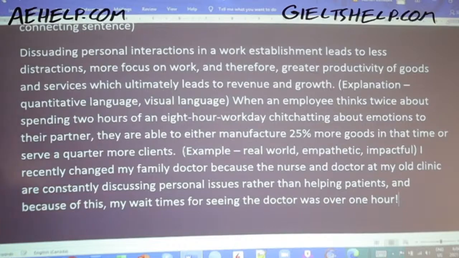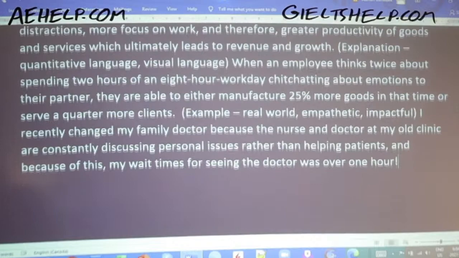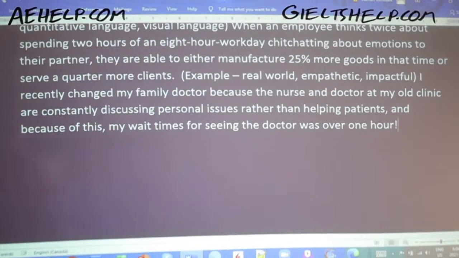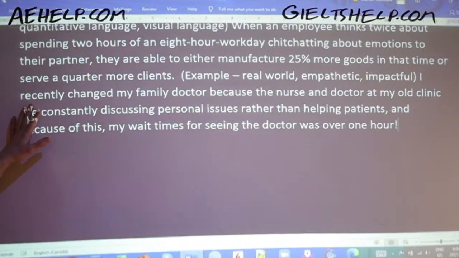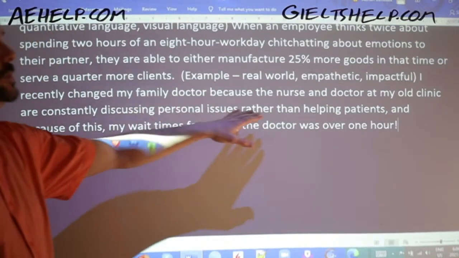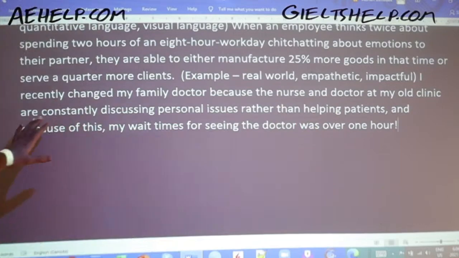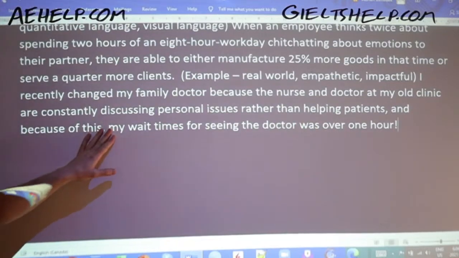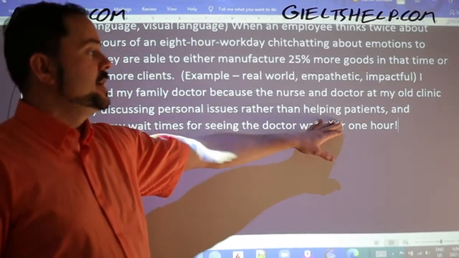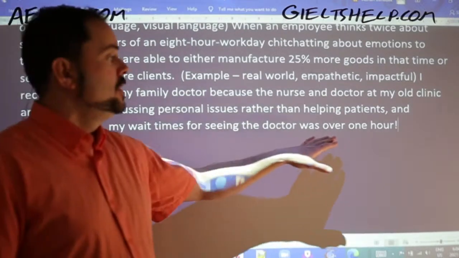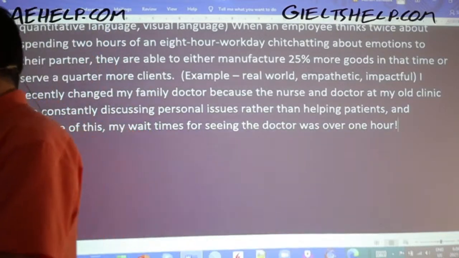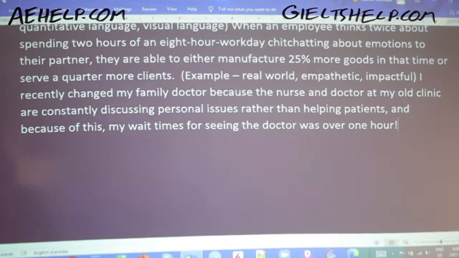Okay, so kind of similar to Paulo's example, but just from a different direction. So I recently changed my family doctor because the nurse and the doctor at my old clinic are constantly discussing personal issues rather than helping patients. And because of this, my wait times for seeing the doctor was over an hour. Okay.